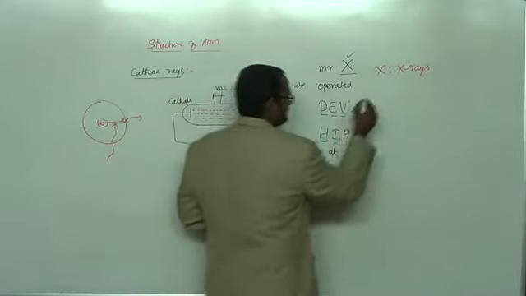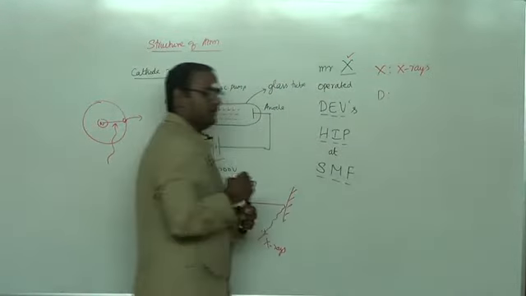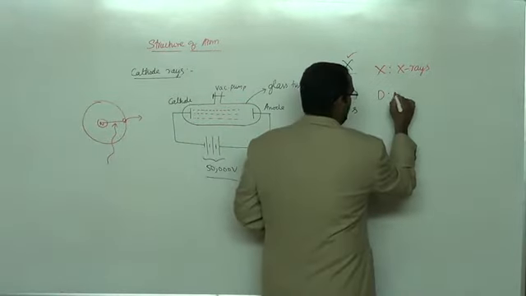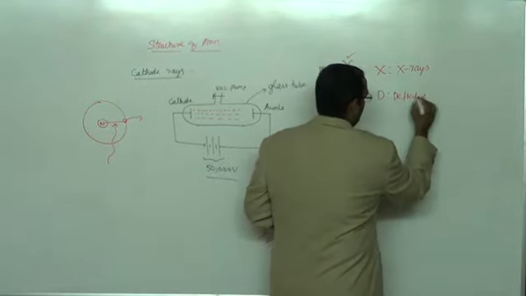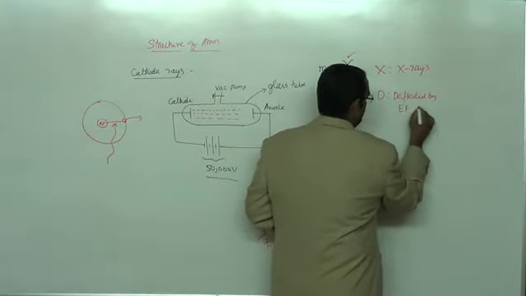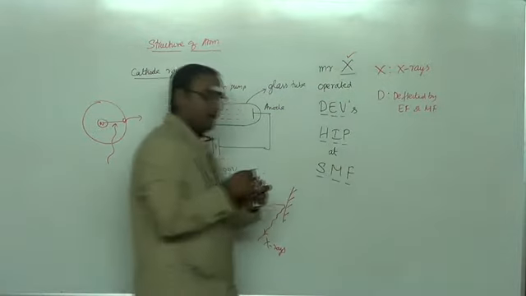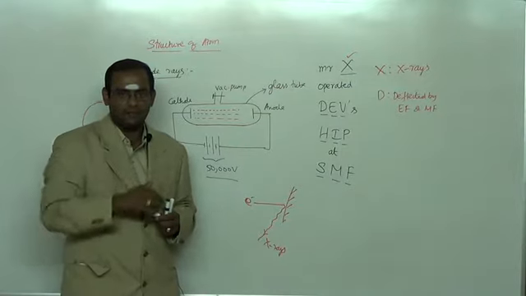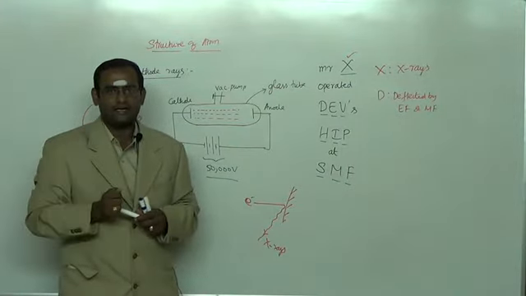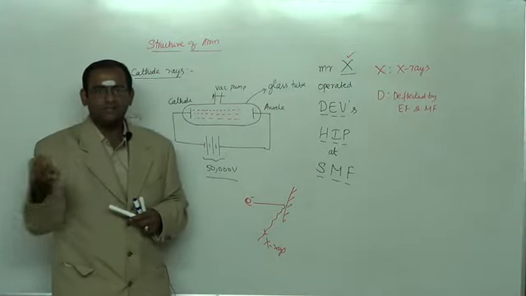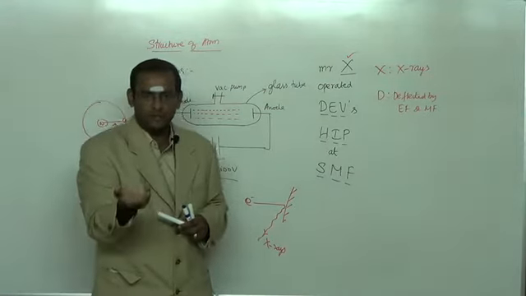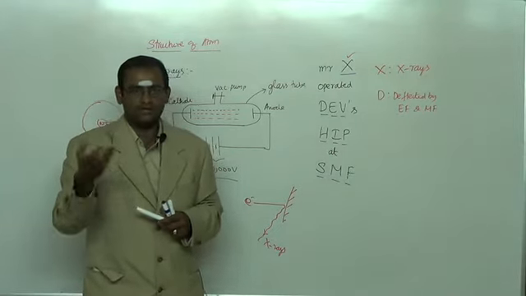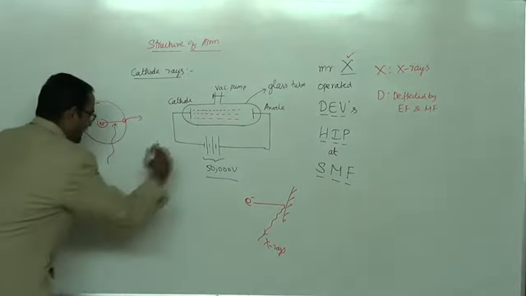Next, D. What does this D stand for? Cathode rays are deflected by both electric and magnetic fields, because they contain charge. When they have charge, if they come near the negative plate, they get repelled. If they go near the positive plate, they get attracted. Similarly, when a charge is moving in a magnetic field, it will experience a force, and that force you will study in your 12th standard physics called the magnetic Lorentz force. I will just explain the corresponding concepts also.